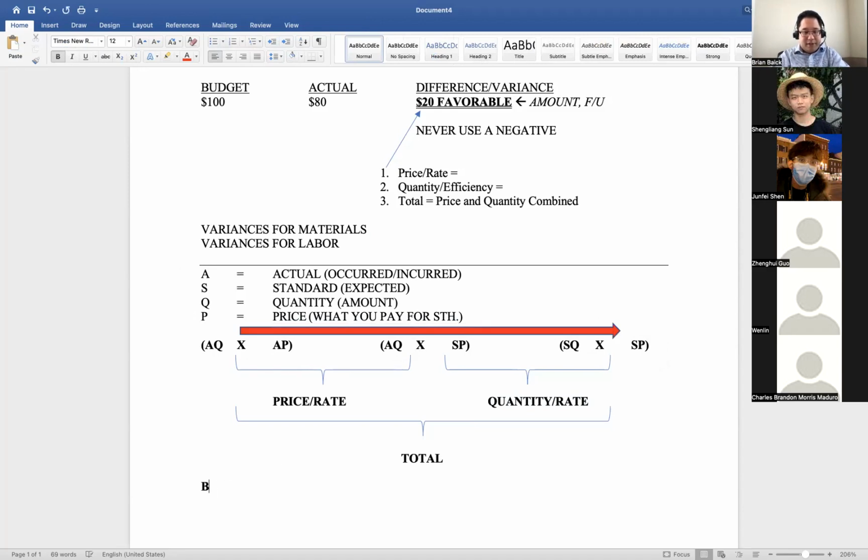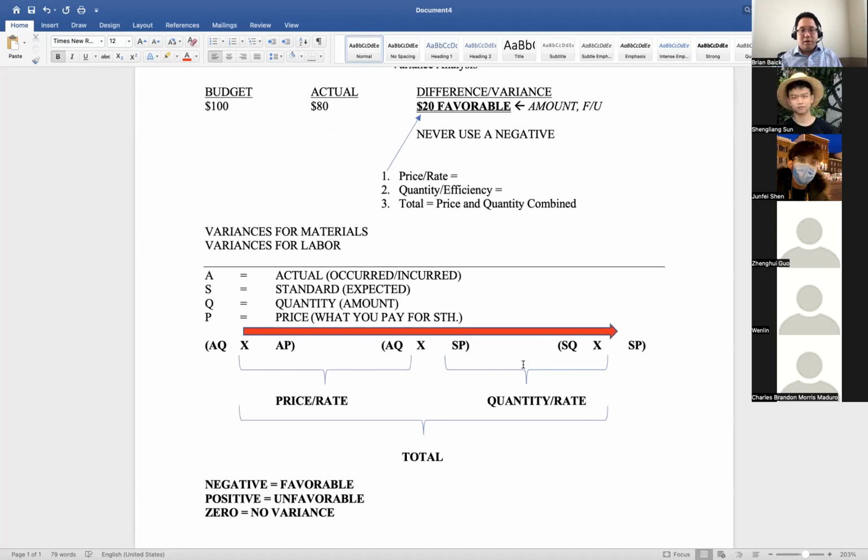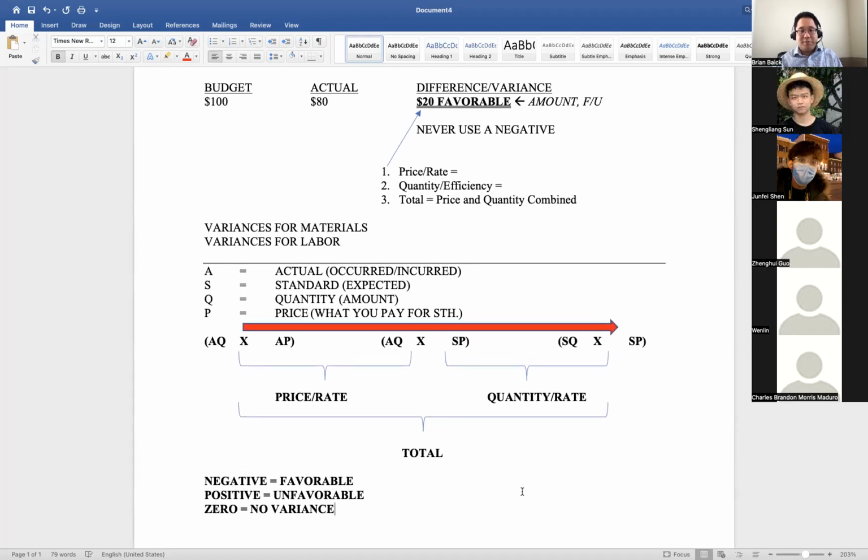And if the number is negative, then it's a favorable variance because negative means less cost. If the number is positive, it's unfavorable. If the number is 0, then that would be no variance. Okay, good. That's the whole chapter.